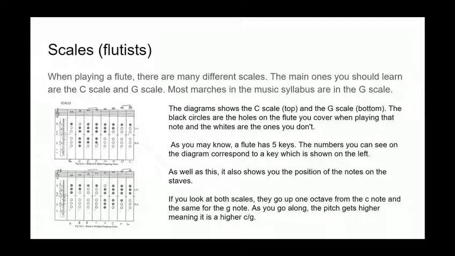The number you can see on the diagram corresponds to a key which is shown on the left. As well as this, it also shows the position of the note on the staves. If you look at both scales, they go up an octave from the C note and the same from the G note. As you go along, the pitch gets higher, meaning it's a higher C/G.